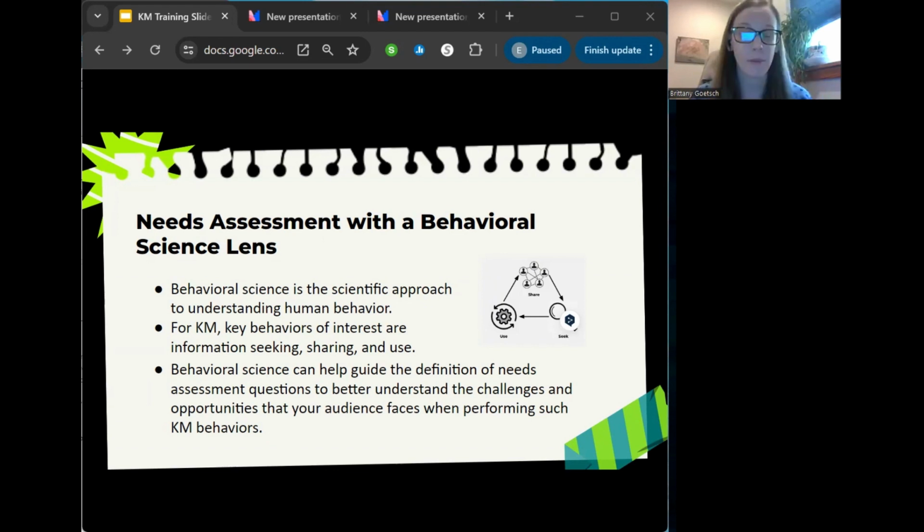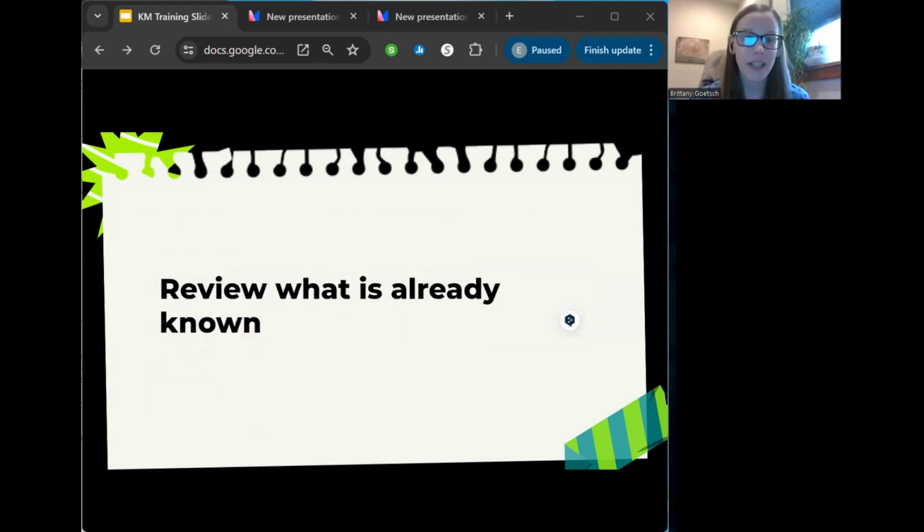So that's just one example, and it could be small. It could be something as small as that. Next slide. Okay, so one of the key steps in a knowledge assessment is to review what's already known.